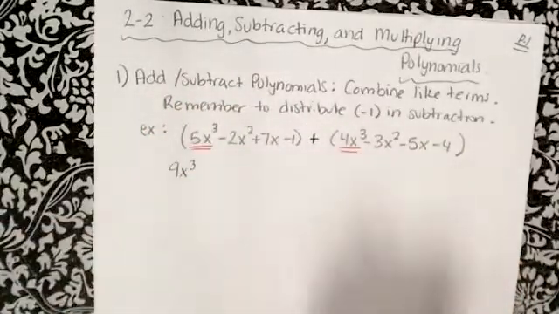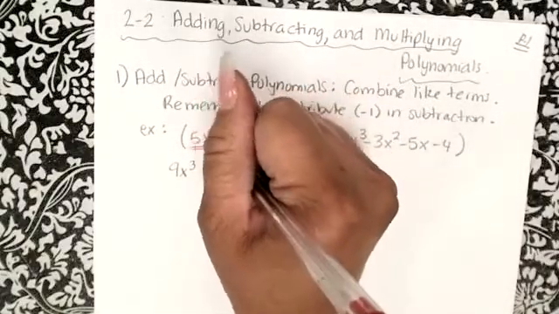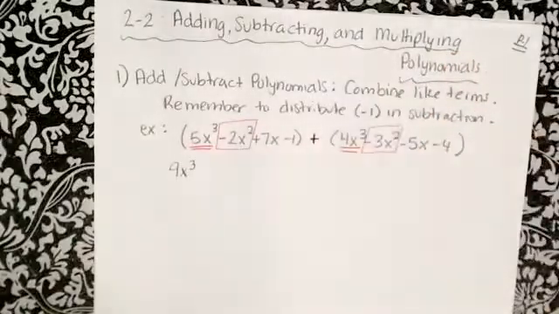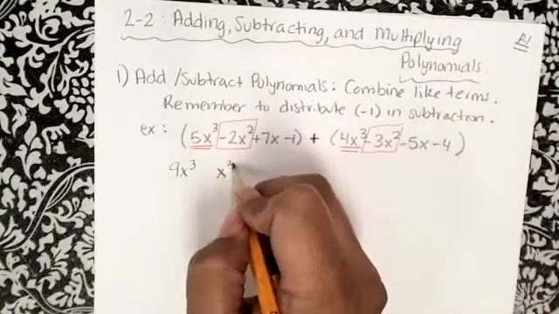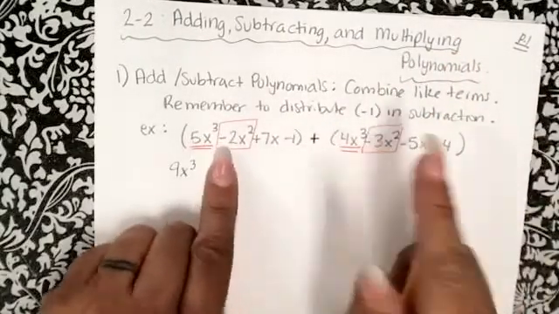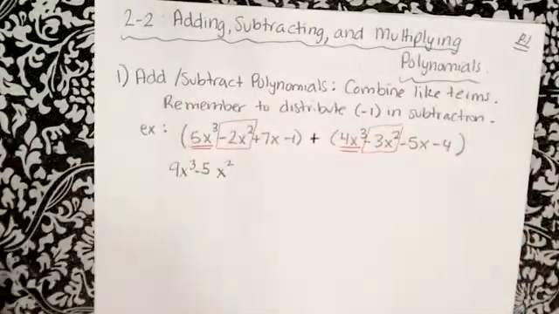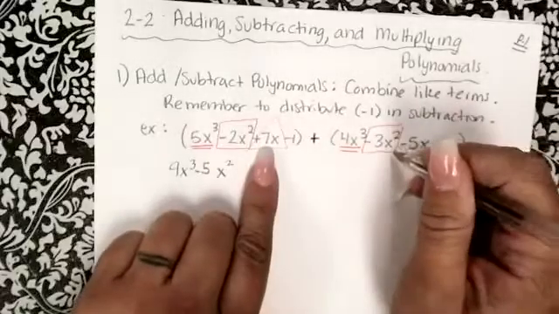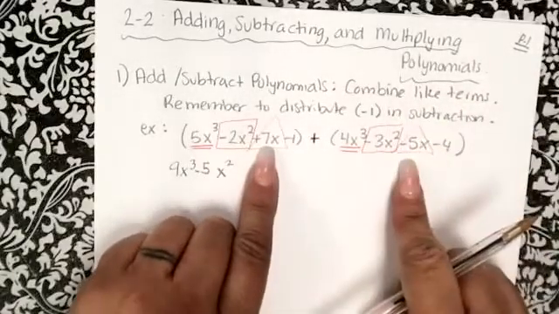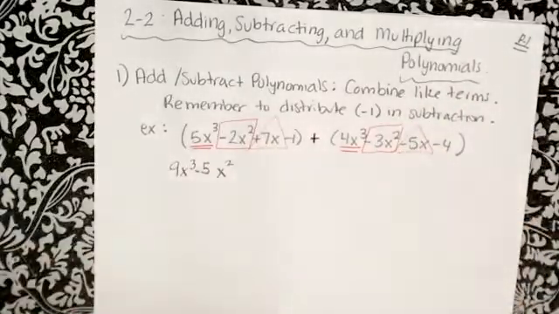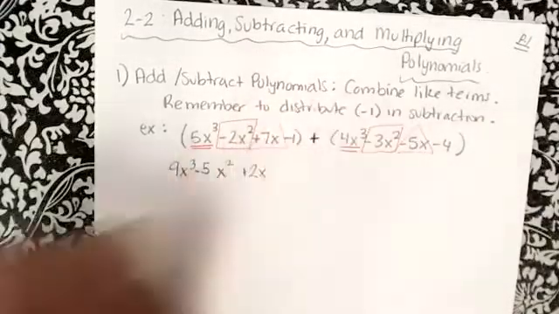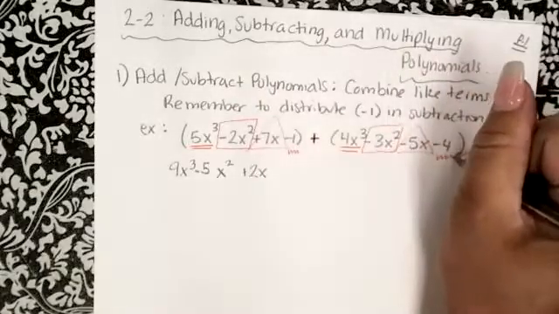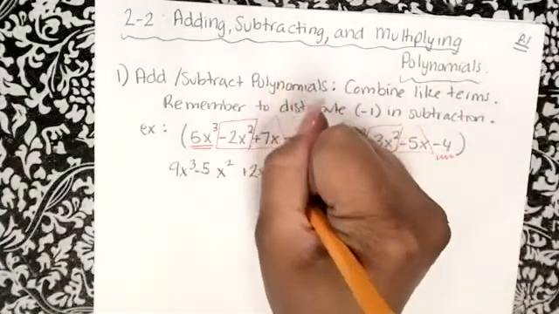cubed. I'm now going to go to the next term, which is going to be the x squared. So x squared is right here. I'm going to keep the x squared. And then here it's a -2 minus a 3, which is going to be a -5. Next, I have the x term. So that's going to be a 7x, and that's going to go with the -5x. So 7 minus 5 is going to be a 2x. And then the last term here is going to be the -1 with the -4. And -1 minus 4 is going to be a -5.